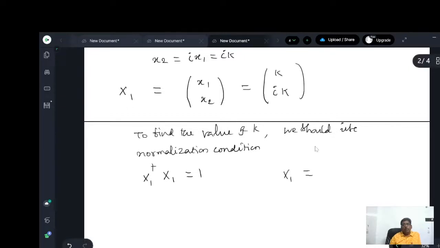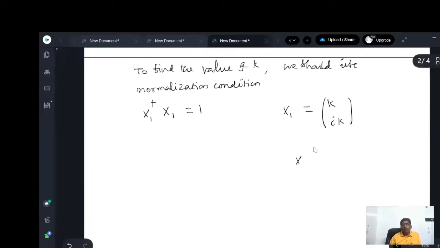Here X1 equal to k, ik. It is a column matrix with 2 elements. Now X1 dagger means this column matrix should be changed into row matrix, and then we should change the sign of i. Complex conjugate of k is k star, then complex conjugate of ik is minus i k star, then transpose. Conjugate transpose is called dagger. Complex conjugate of k is k star, complex conjugate of ik is minus i k star, then we have to change this column into row. This is only X1 dagger.